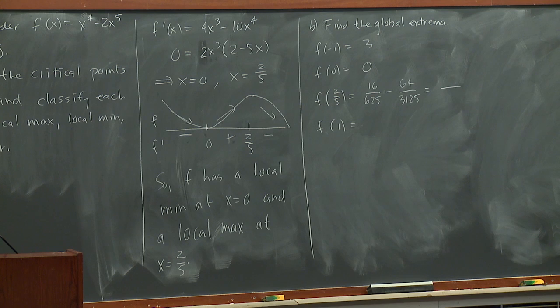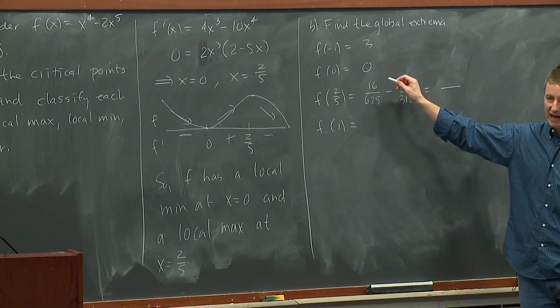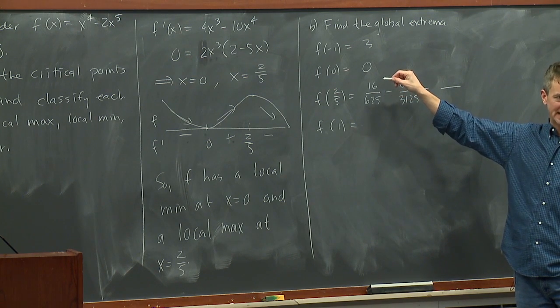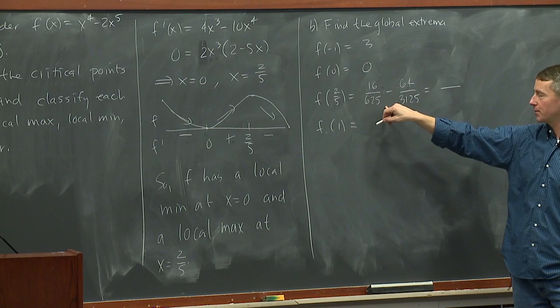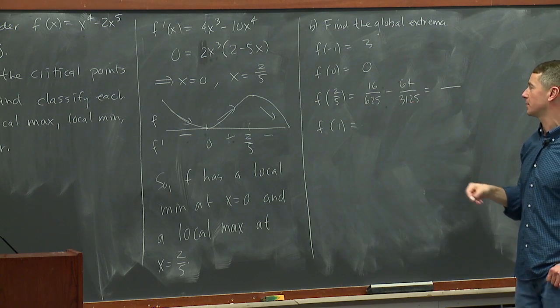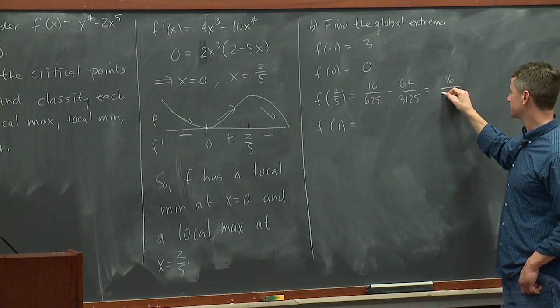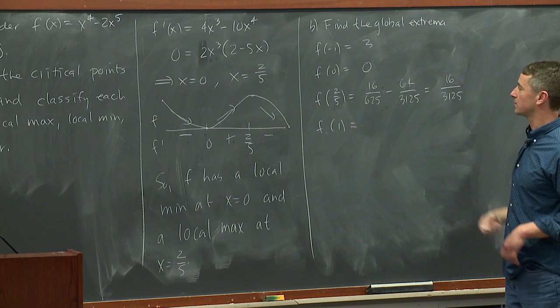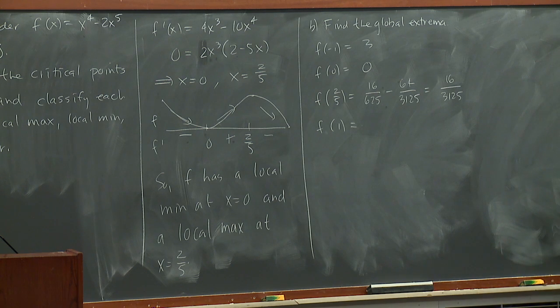I'd like to get a common denominator of what? 3125. Meaning I'm just going to multiply this by 5 over 5. 16 times 5 is 80. So I'll get 80 over 3125 minus 64 over 3125. So 16 over 3125. Of course, you have your calculators if you don't want to do that all in your head.